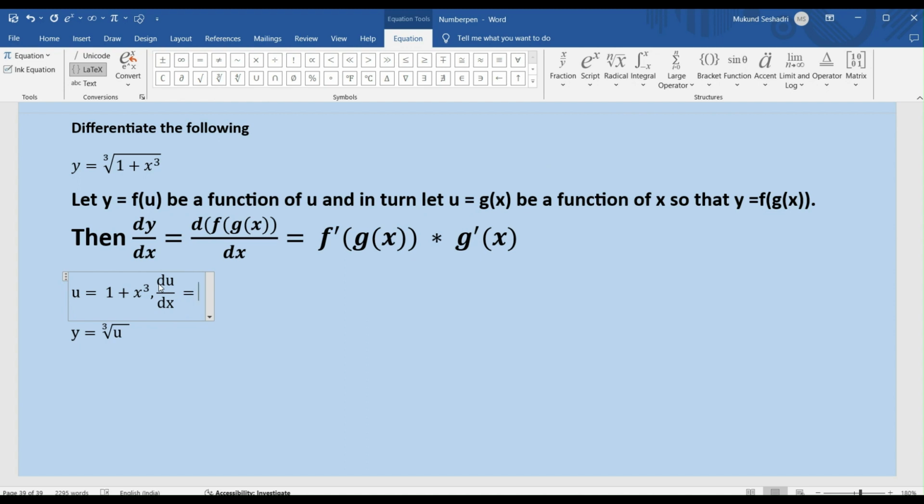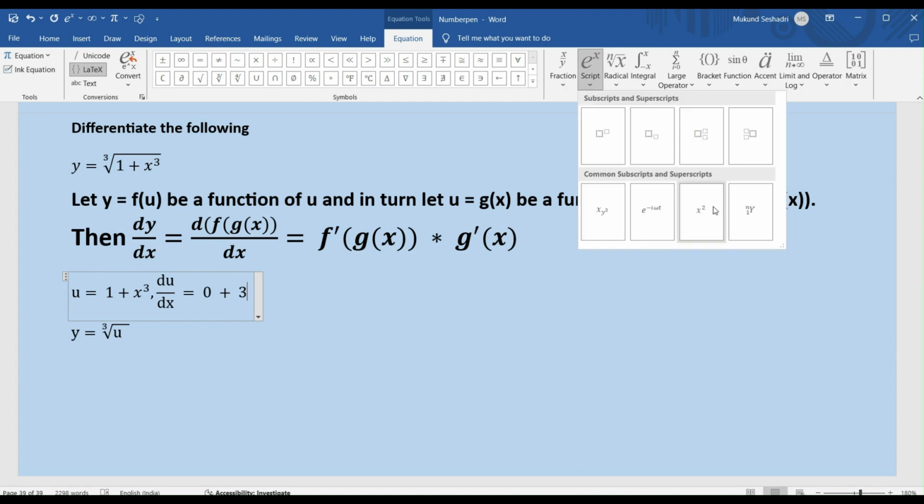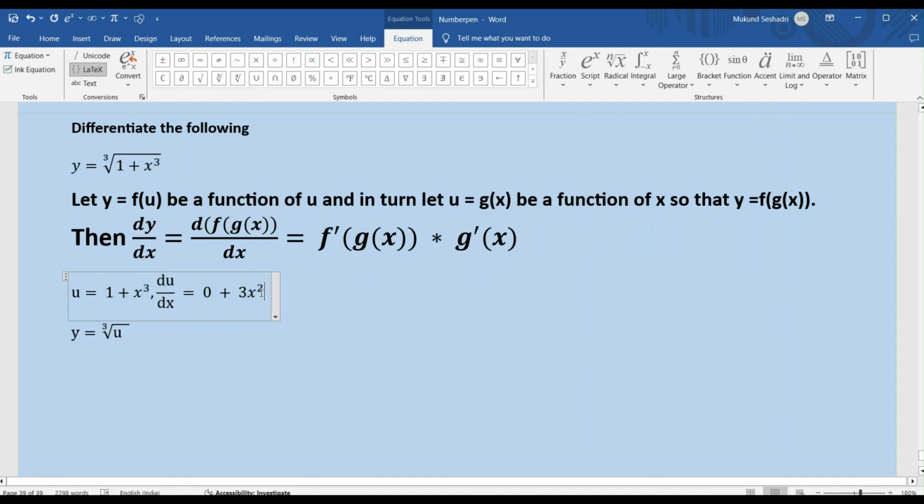I apply the sum rule on 1 plus x cube. So my d by dx of 1 plus x cube is d by dx of 1, which is a 0 constant. And then I have my d by dx of x cube, which is nothing but 3 times x square, right? So this is my d by dx of u, which is 3x square, right? And then I come to the next step.